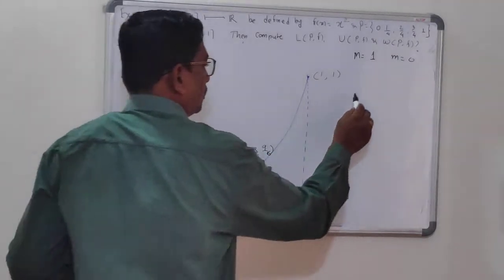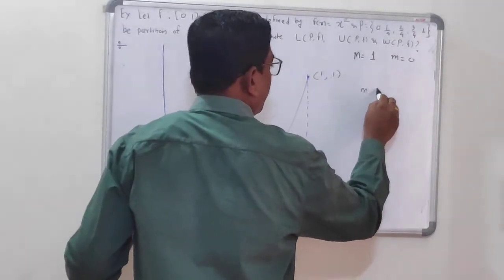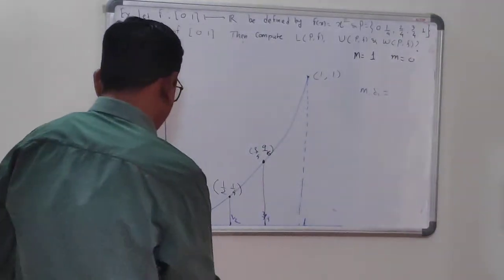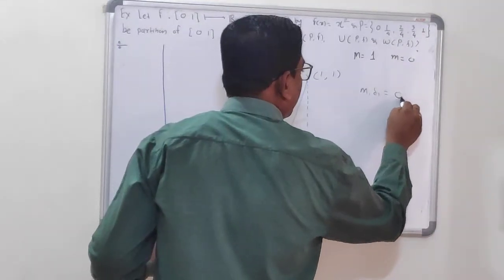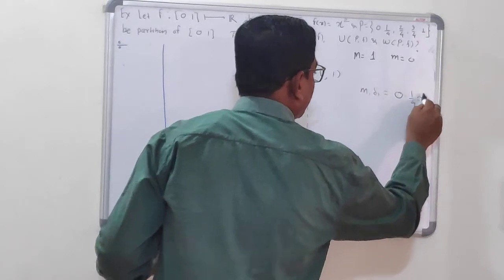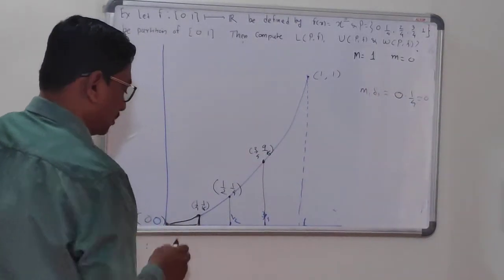So it is m1 multiplied by delta 1 value. So m1 is 0 and delta 1 is 1 by 4. So this is the 0 area rectangle.